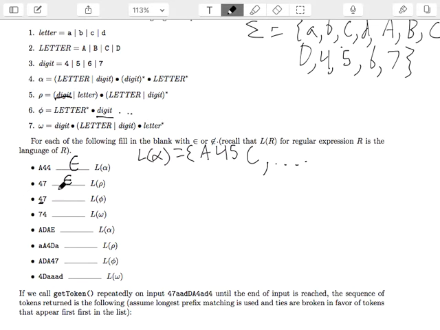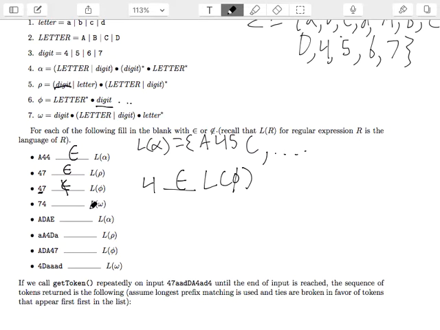B, right? You have to start with the letter, right? No, it doesn't have to start with the letter. It can be a single digit. Oh, epsilon. Never mind. So it could be four, right? So is four in the language described by phi? Yes. So this is definitely not.